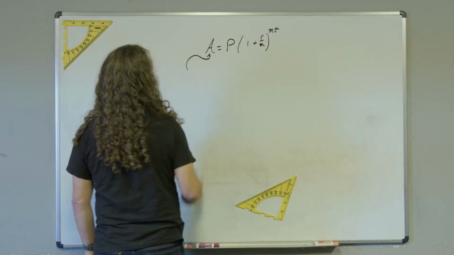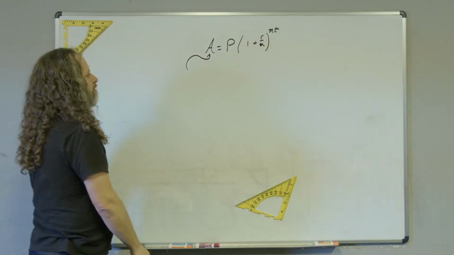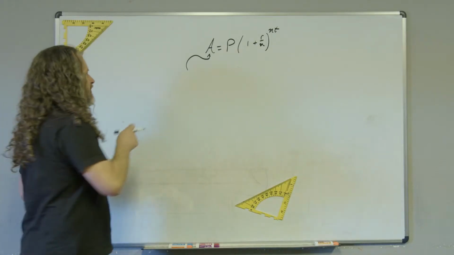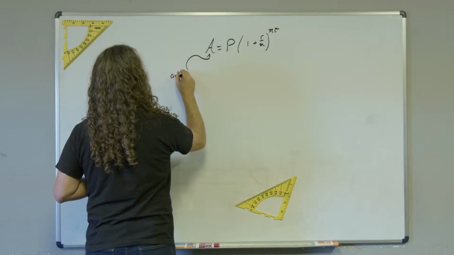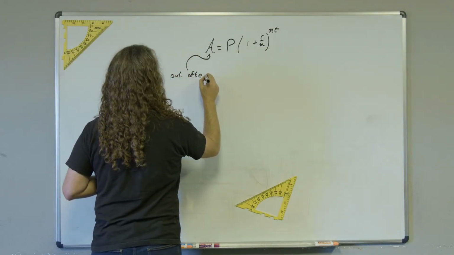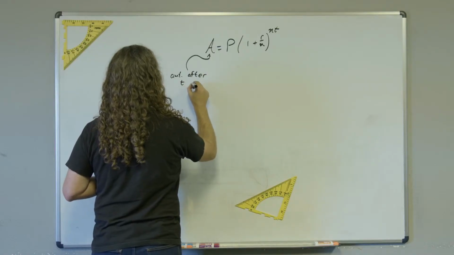What does A stand for? It is the amount after T years.